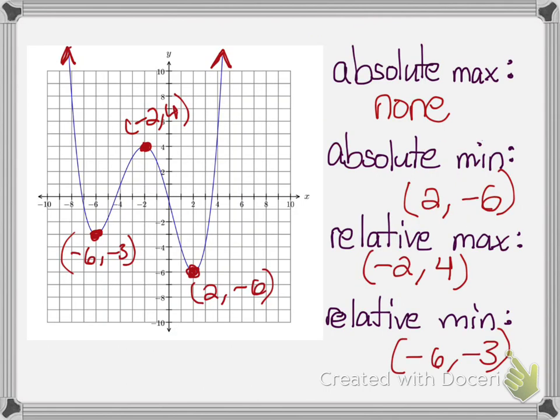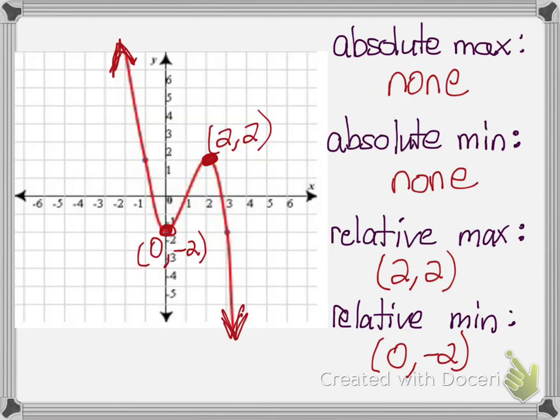So let's look at this first example. I've already labeled all of my points, my turning points, as the ordered pair. As you can see, this is a positive even. So since it's a positive even, it can have an absolute maximum or a minimum. And if you remember from the previous notes, it will only have an absolute minimum. So I'll just write the ordered pair. And then I'll also write the ordered pair of my relative maximum and my relative minimum.